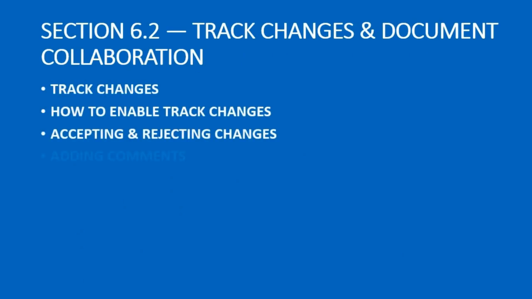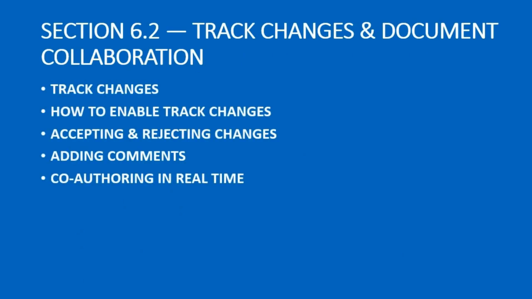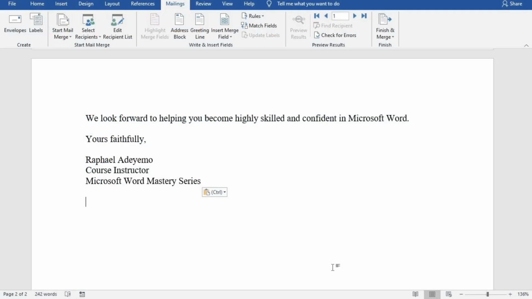Section 6.2 Track changes and document collaboration. Now let's talk about teamwork. What do you think will happen when multiple people edit the same document? Without proper tools, documents may become messy very quickly. That's why Microsoft Word allows you to track changes, comment, and real-time collaboration.